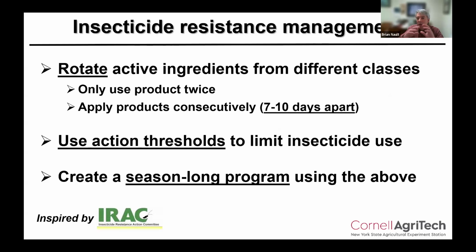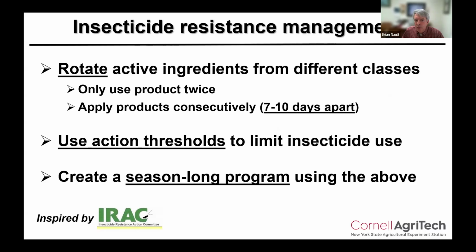And that is going to be explained in the context of insecticide resistance management. This is really, really important because we are so reliant on just insecticides to control thrips. It's critical that you rotate into active ingredients that belong to different classes. Don't use a product more than twice. And if you're going to use it twice, use it consecutively, 7 to 10 days apart, not 21 days apart, not 28 days apart. And I'll explain why in a minute, but 7 to 10 days apart.